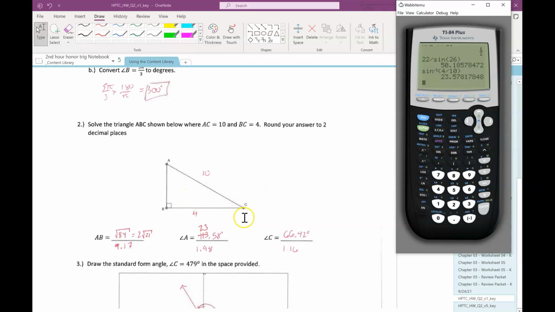And similarly, if I'm finding angle C, I can say that cosine of angle C is adjacent over hypotenuse. And do the same thing. Take cosine inverse of both sides. So I'm going to do cosine inverse of 4 over 10. And there's my 66.42. So again, if you're looking for an angle measure, you need to use the inverse trig function. If you're looking for a side length, you're going to use the standard version.